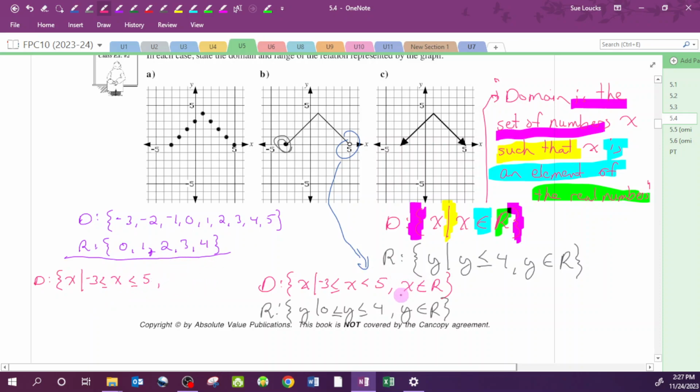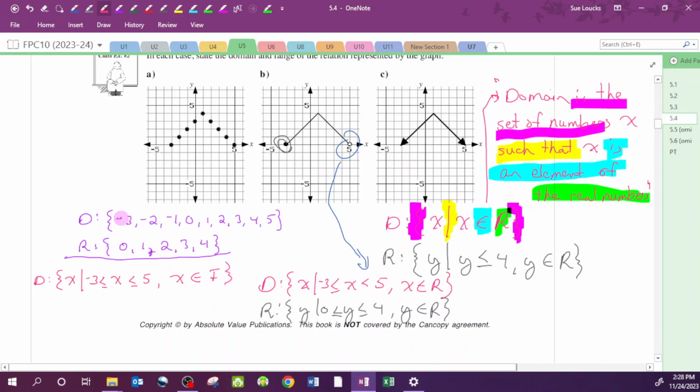And over here, our x and our y were always elements of the real numbers because we had a line and it could be any number along the way. Here it can only be those numbers. These numbers are all integers. So I can say x is an element of the integers, okay?